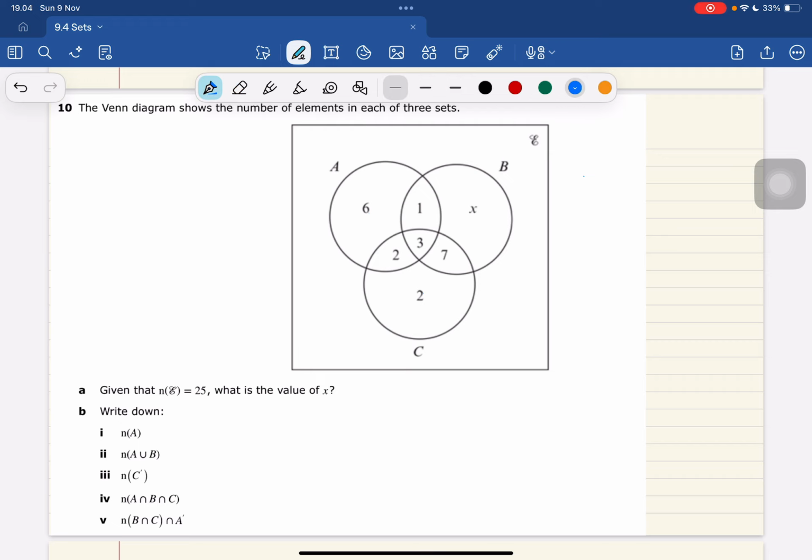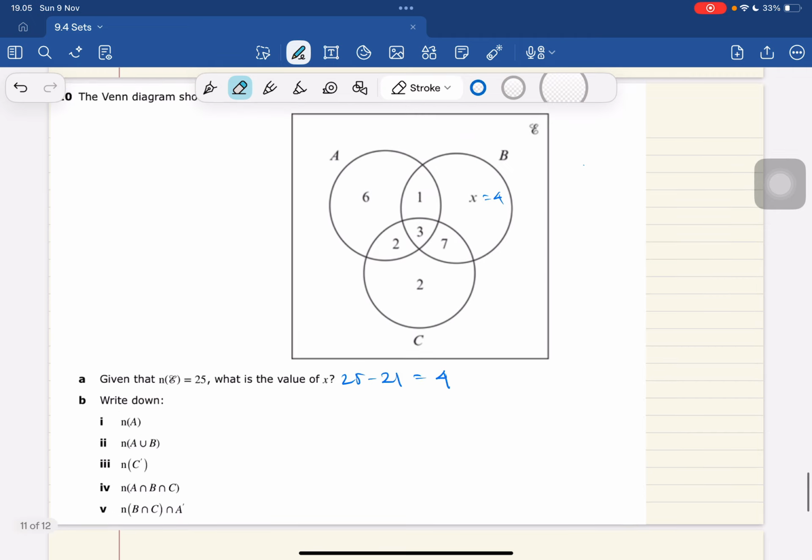So let us first add all: 6 plus 1 plus 3 plus 2 plus 7 and plus 2. This is going to be 21. The total of 25 minus 21 equals 4. So x equals 4.